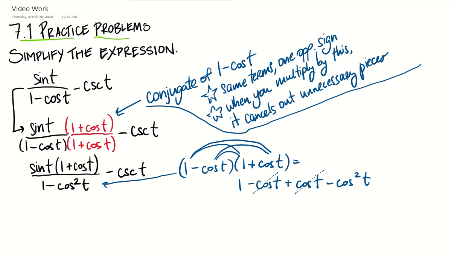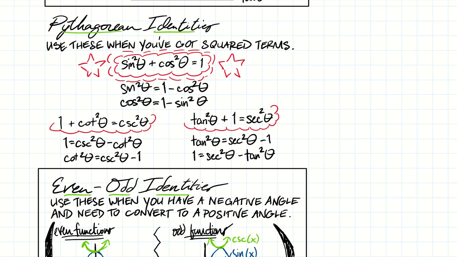In the numerator, I will distribute that sine of t in just a second, but I wanted you guys to see this step first. All right. 1 minus cosine squared of t converts into sine squared of t. We talked about this in the Pythagorean identities. I don't really want to write in these notes too much, but that is in this section right here: 1 minus cosine squared equals sine squared.